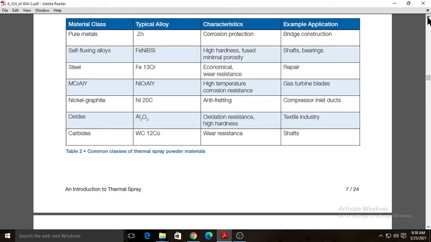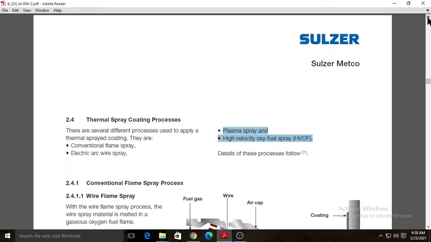Thermal spray coating can be applied to a small part to large and complex shape parts. Here we start to see its types of thermal spray coating, which are conventional flame spray, then electric arc wire spray, then plasma spray and high velocity oxy-fuel spray.